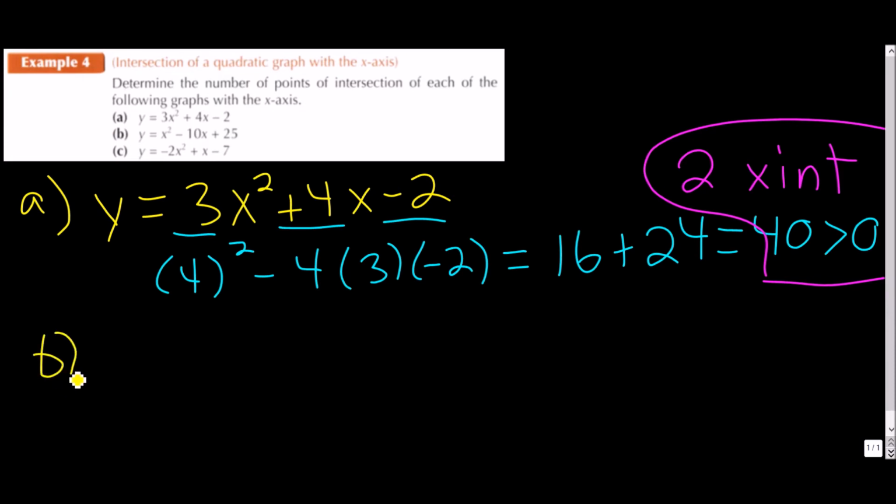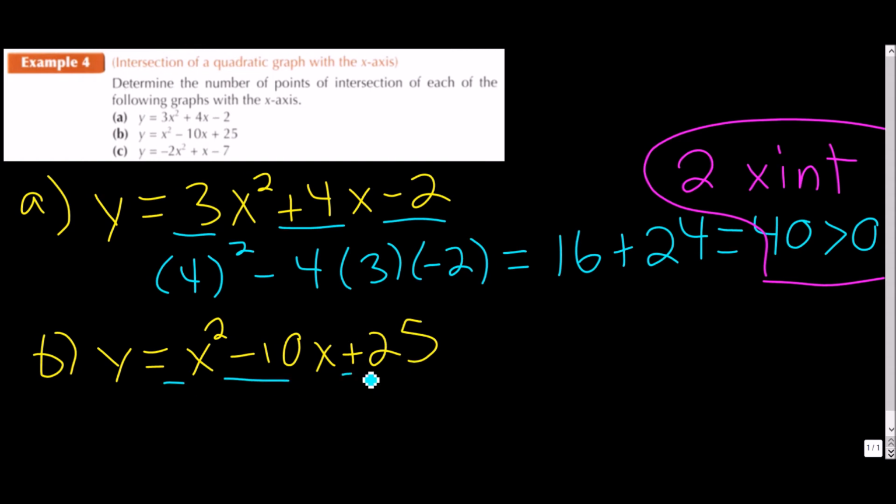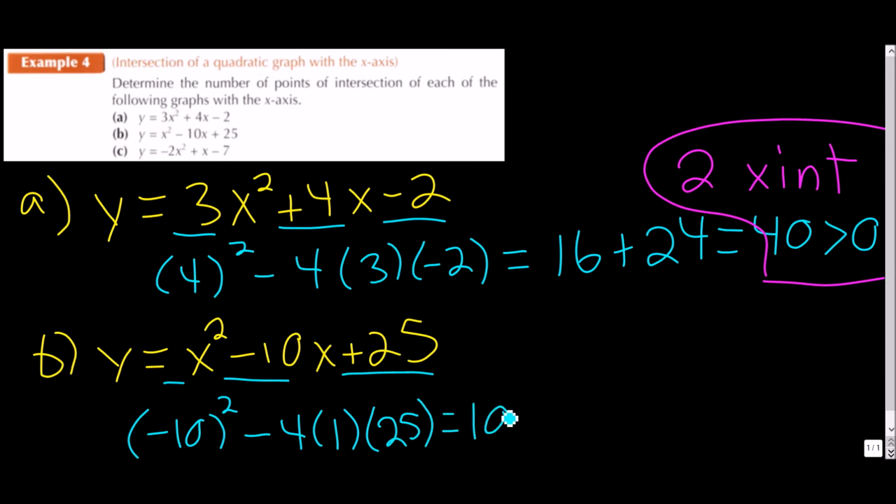So if we go to B, we've got y equals x squared minus 10x plus 25. Again, we're going to identify A, B, and C. Our B is negative 10, and we're going to square that. We subtract away 4 times A, which is 1, times our C, which is 25. Negative 10 squared is 100, minus 100 makes 0. So this means we have 1 x-intercept.